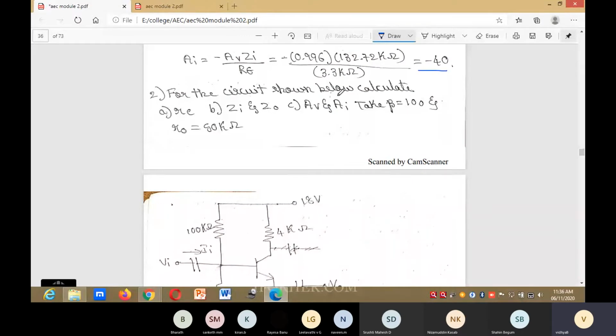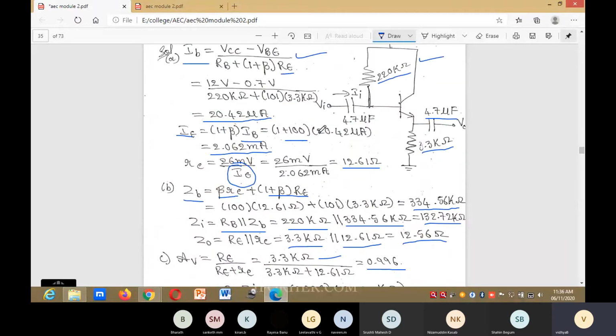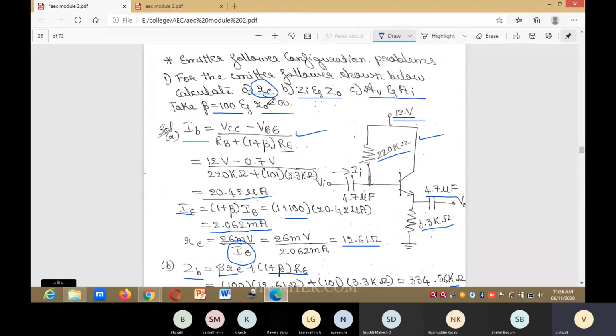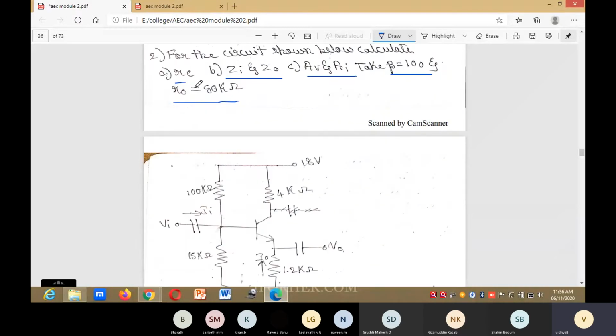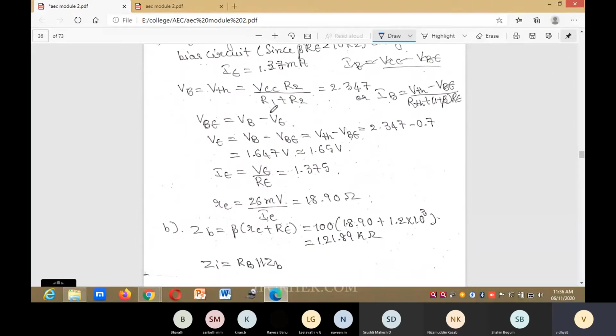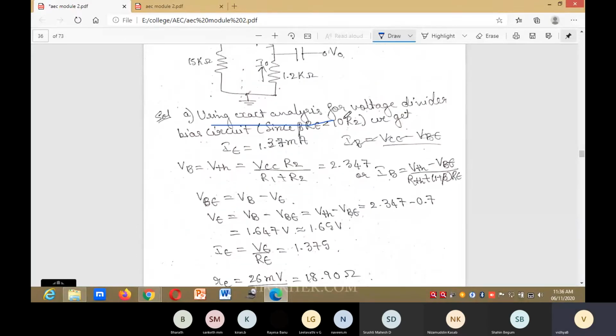Next problem. For the circuit shown below, calculate re, ZI, Z0, AV, AI, and beta is equal to 100, R naught is equal to 50 kilo ohm. In the previous case we had taken R naught as infinity. In this case we are considering R naught as 50 kilo ohm. Using exact analysis for the voltage divider bias circuit, since beta RE is less than 10 times R2, we get IE is equal to what? You will get 1.37 milliamps.